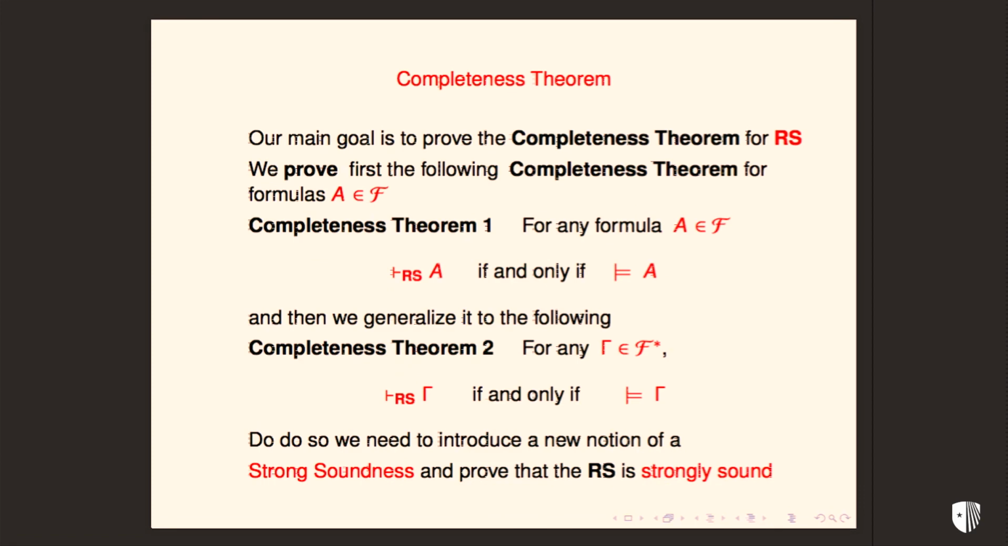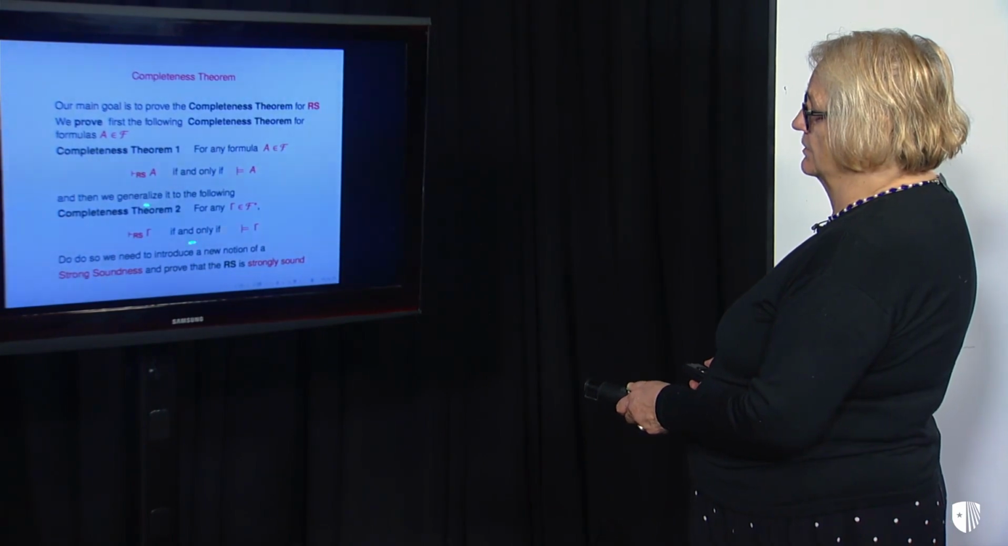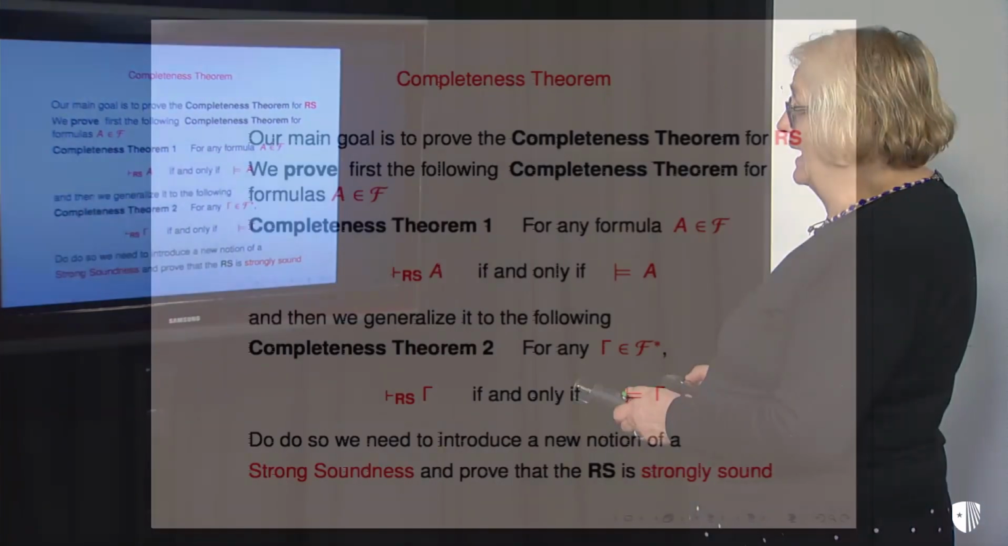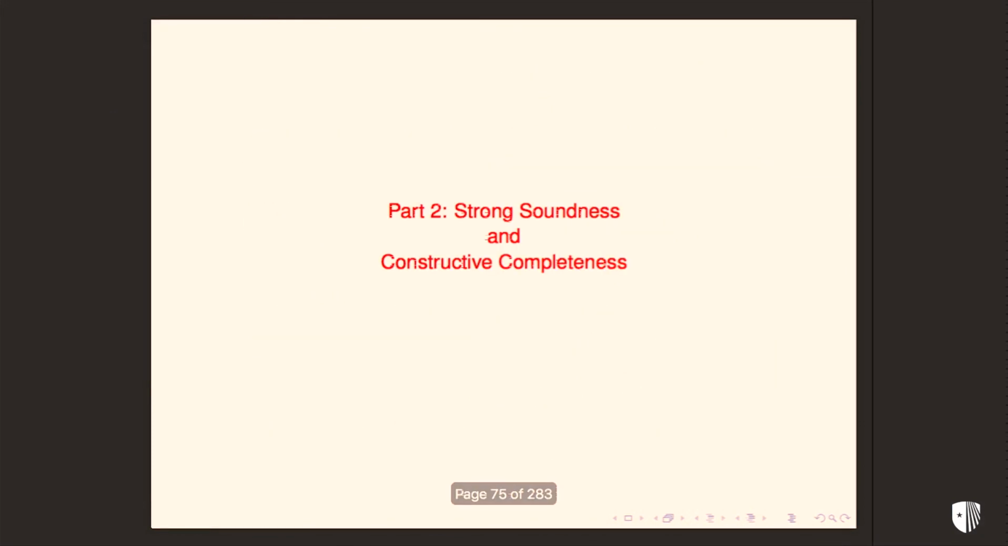And here you have a completeness theorem. The completeness theorem says that A has a proof if and only if A is a tautology. This is the completeness theorem for sequences. Now, we have a very important property of our system.